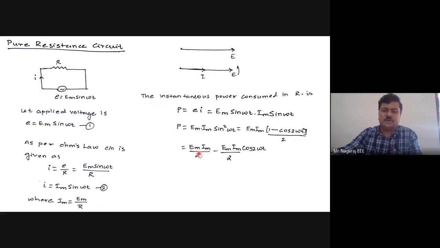Why is it constant? Because Em is a maximum value. So for any given supply voltage, the maximum value will not change, it will be the same. And what is Im? Im is obtained from Em by R. Em is constant, R is constant, so Im is also constant. So Em and Im both are constant, and the first term of the equation represents a constant term which is scalar in nature.